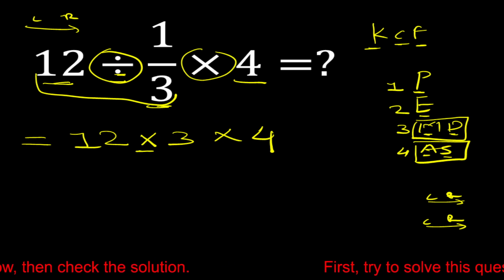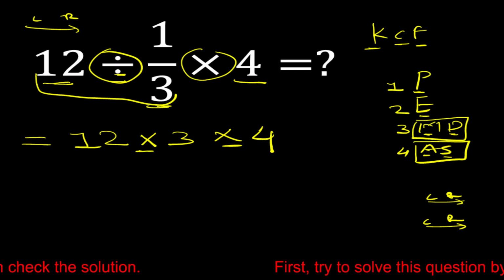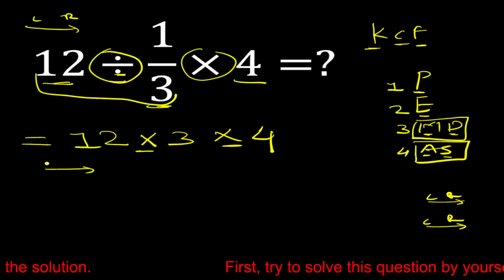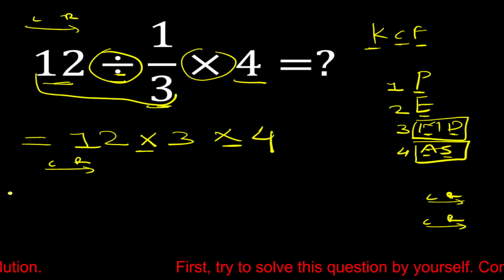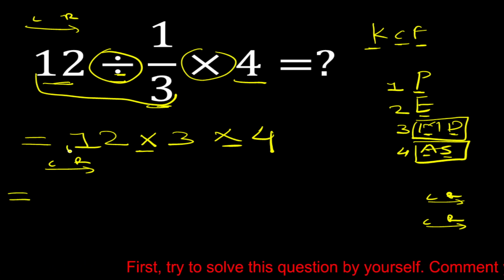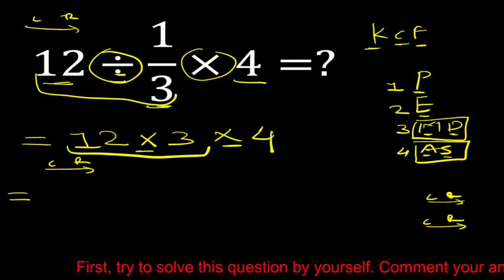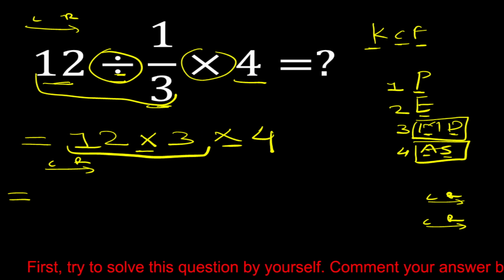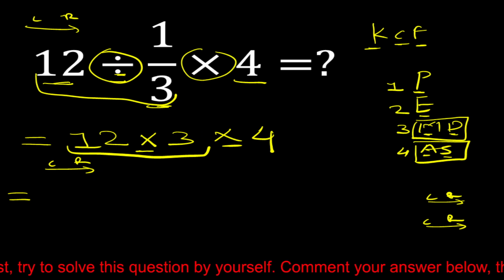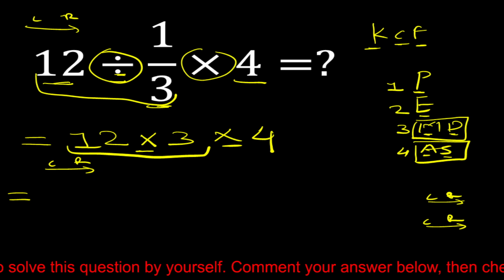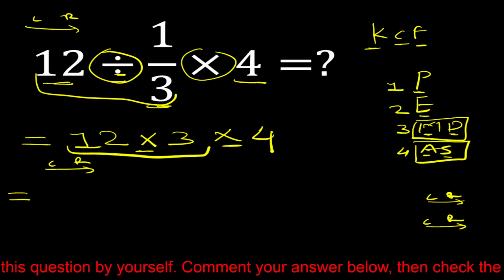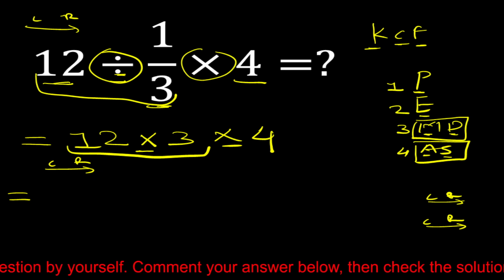Now here is multiplication and here is multiplication. Both have equal priority, so we have to solve it from left to right. Okay, so first we have to solve this part. Okay, so now 12 multiply 3 is equal to 36.